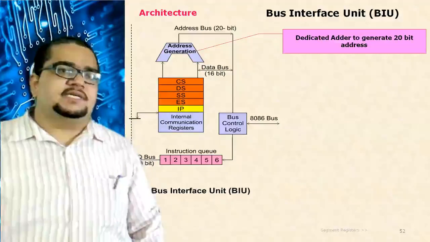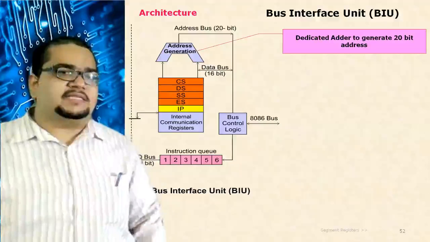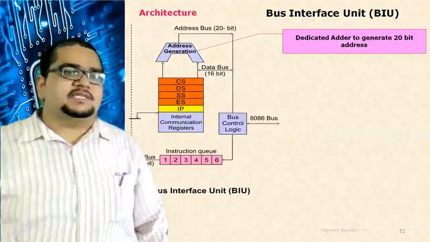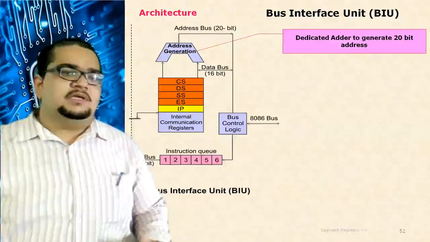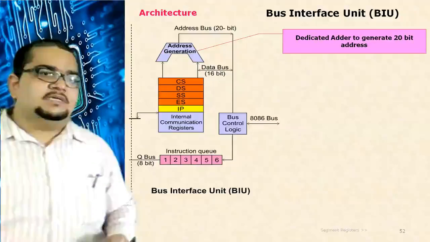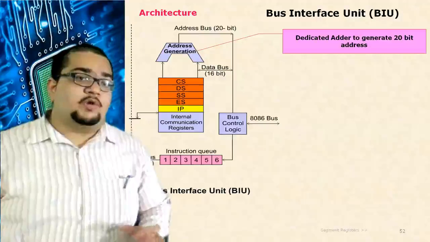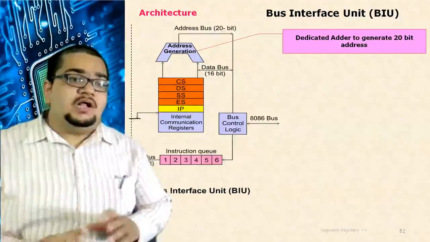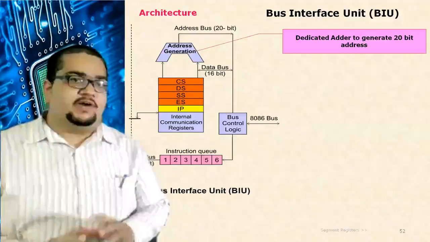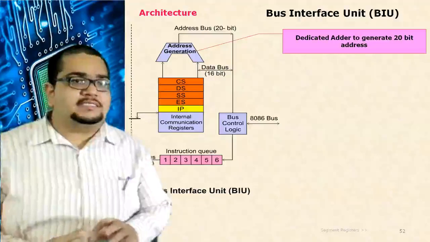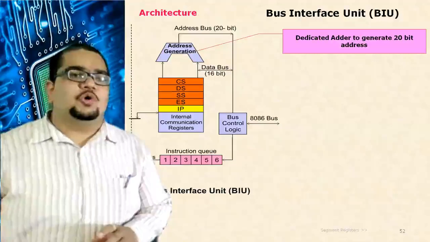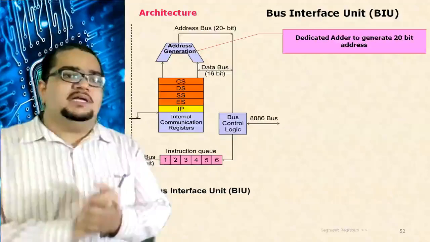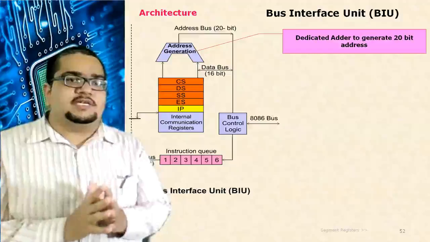So here is the bus interface unit. It contains three major things. It has an address generator. The job of this address generator, we have discussed in our previous class while talking about memory segmentation: 8086 can address up to 20-bit locations, but it has only 16-bit registers inside it. So it cannot hold a 20-bit physical address in any of its internal registers.